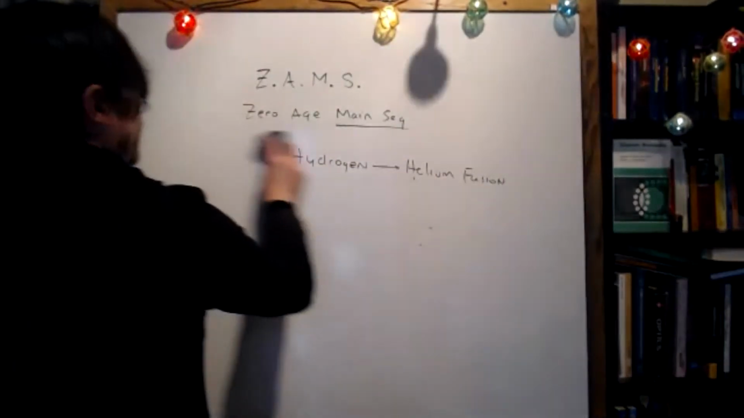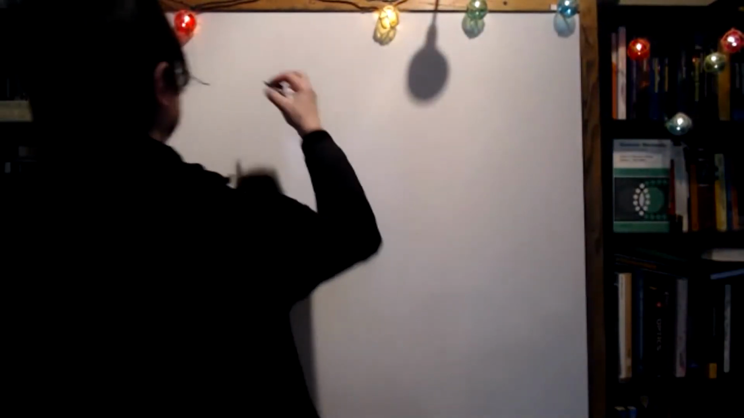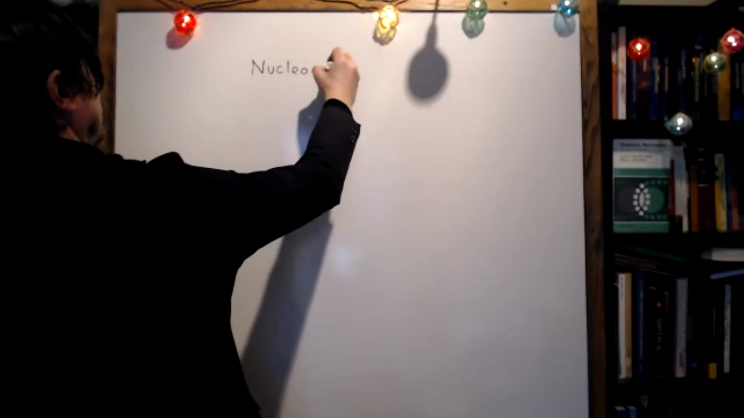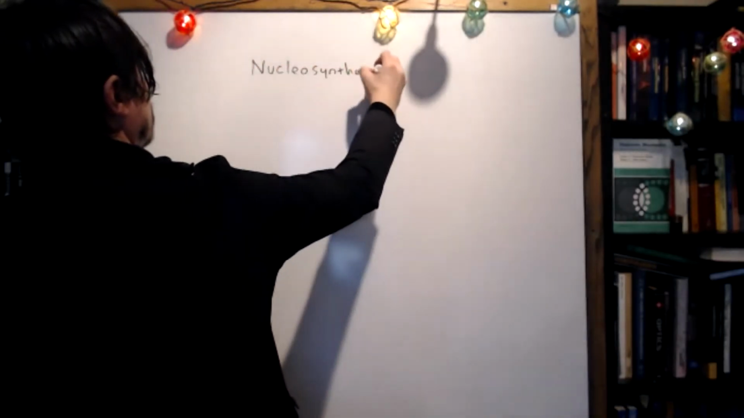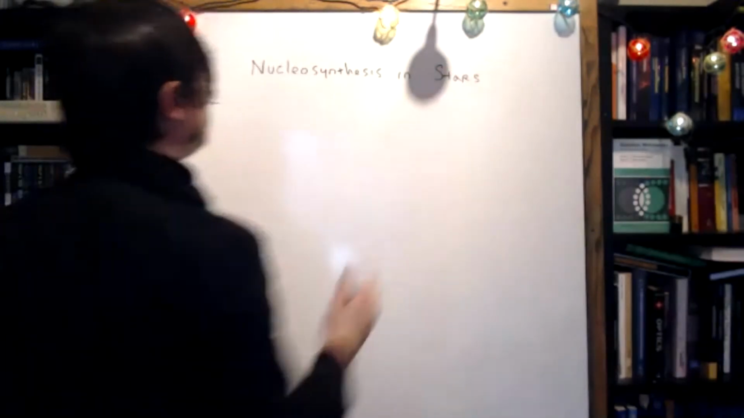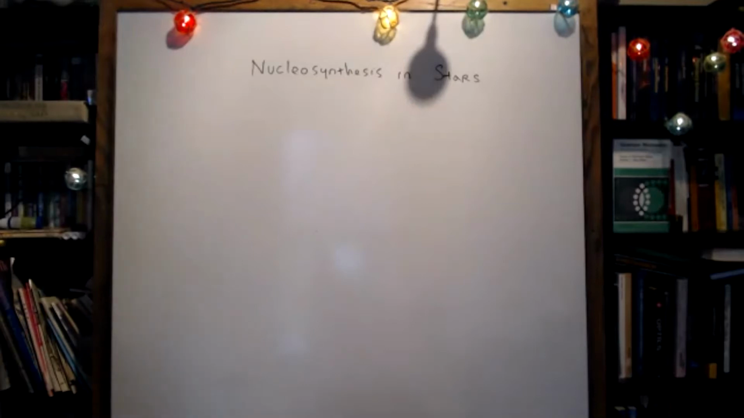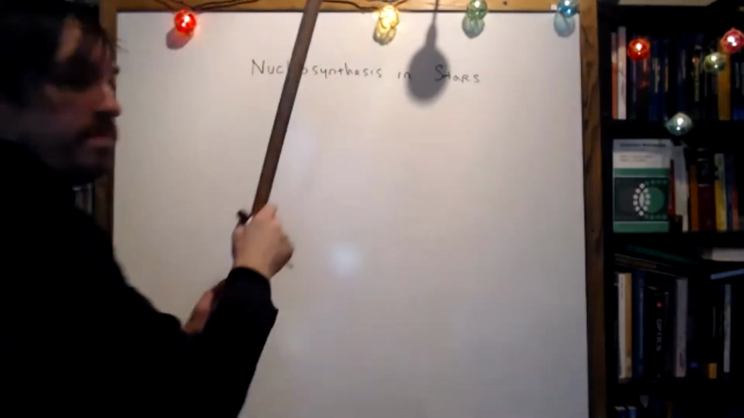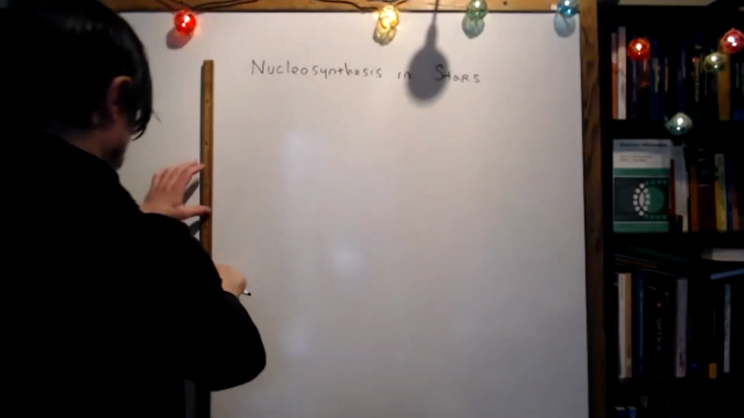By the way, the study of nuclear fusion in stars is called nucleosynthesis. There's a $10 vocabulary word for you. Let's write it down. So we're going to make a table about the nucleosynthesis in stars, and play along with me here if you have a ruler.